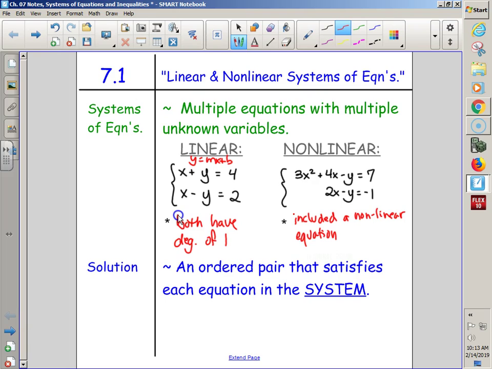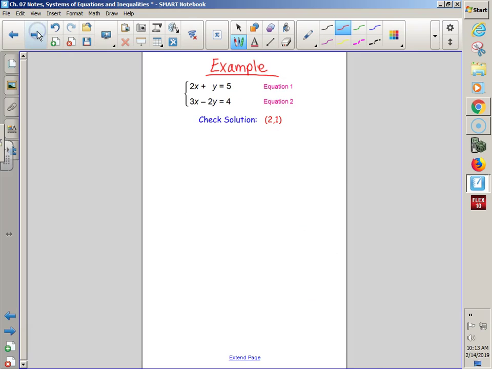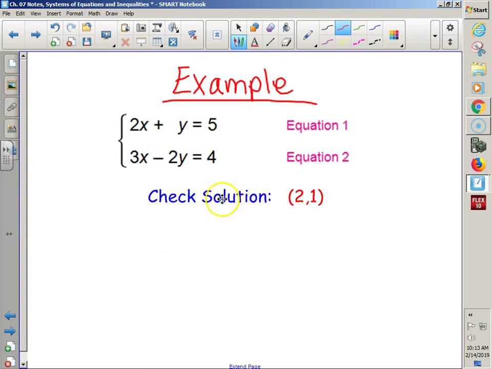Down here, as you guys get your calculators ready: an ordered pair that satisfies each equation in the system. An ordered pair, a point that satisfies each. Let's go check out this example. They give us two equations. It's a linear system. Both of them are lines if we were to rewrite them.